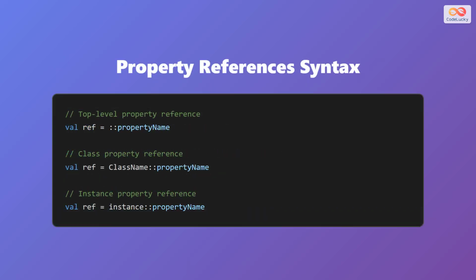Property references follow the same syntax pattern as function references. For top-level properties, you use 2 colons before the property name. For class properties, you prefix with the class name followed by 2 colons and the property name. And for instance properties, you use a specific object instance with 2 colons before the property name. Property references give you access to the metadata and accessors of properties, allowing you to read and modify property values programmatically through their references.